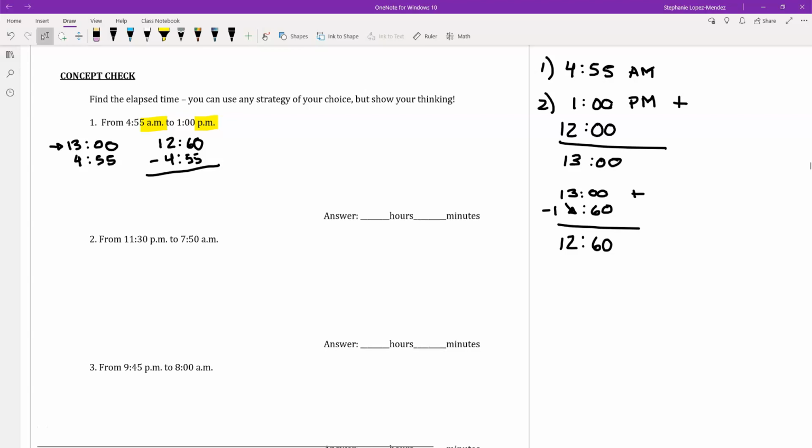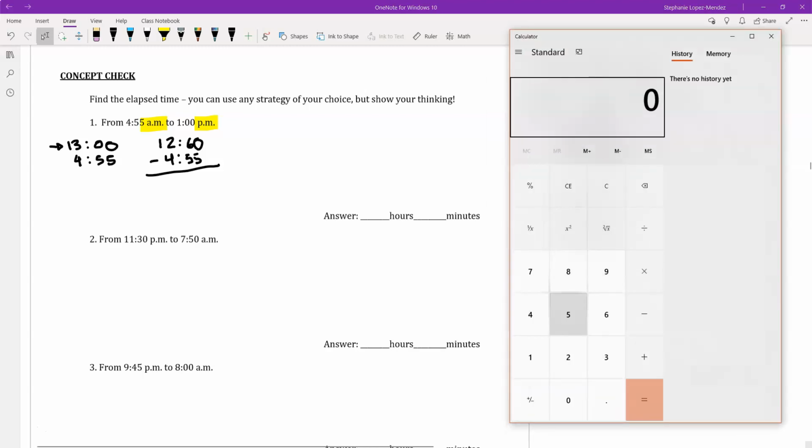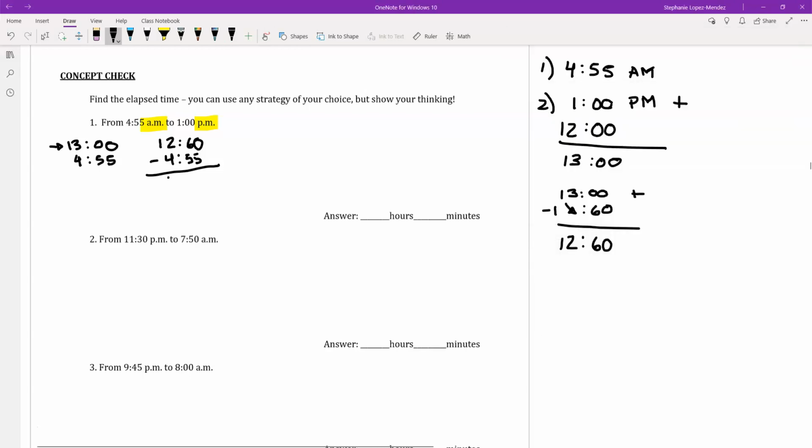So I go to my calculator, and I have 12.60 minus 4.55. I have 8.05. Okay, 8 hours and 5 minutes. So I just rewrite that here. My answer is now 8 hours and 5 minutes.